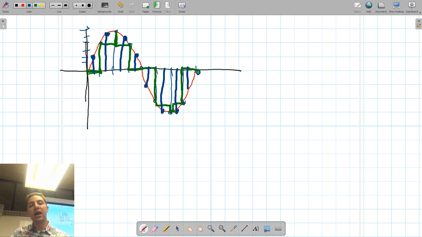The staircase would get a little less steep. Do it in yellow now. A little less steep, and a little bit closer to approximating what a sine wave is.